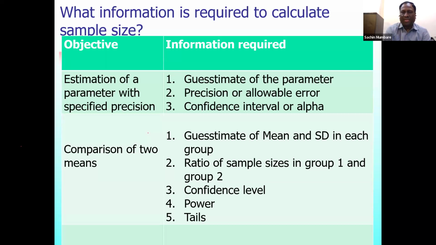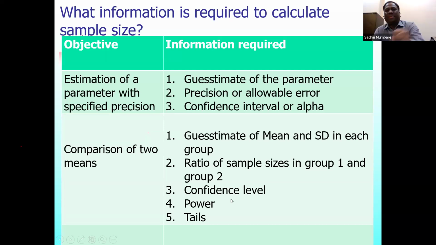So there are two groups. That means you must have the ratio of sample sizes in group 1 and group 2. Meaning, if group 1 has 100 and group 2 you intend to have 200, the ratio is 1:2. So you must specify the ratio of sample sizes, confidence level.